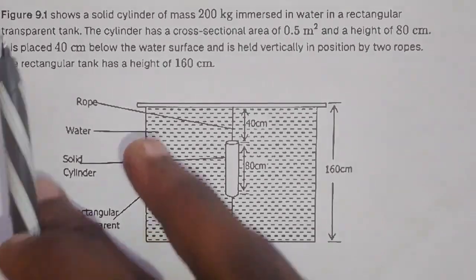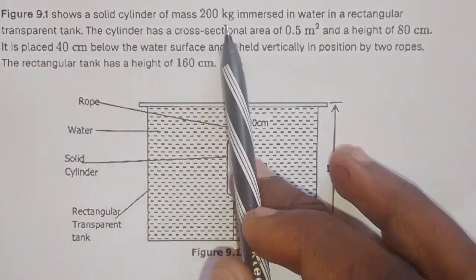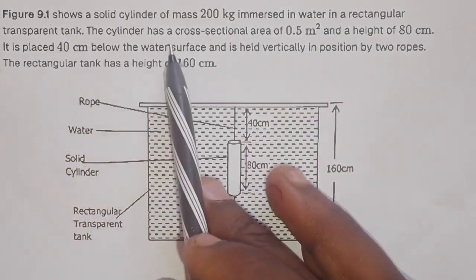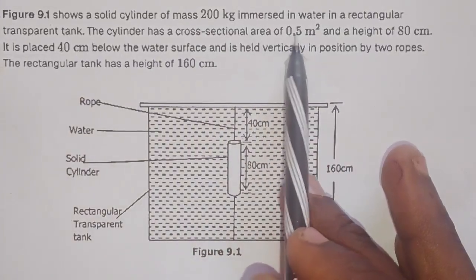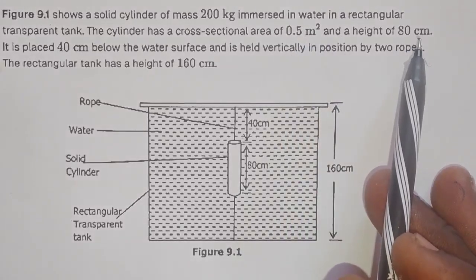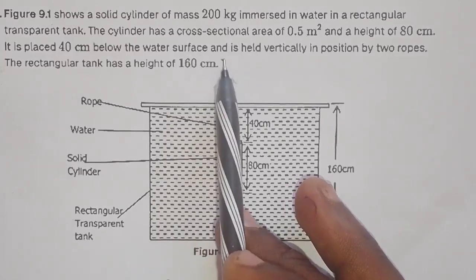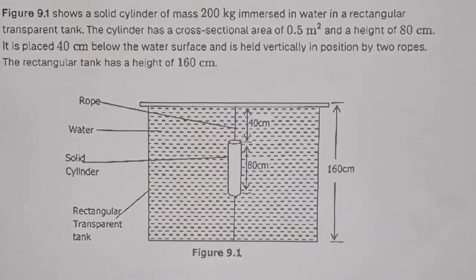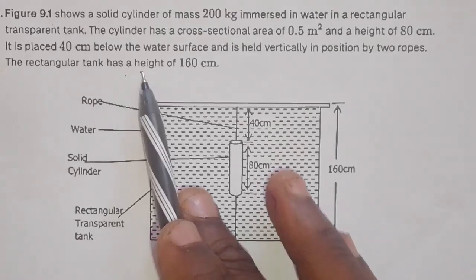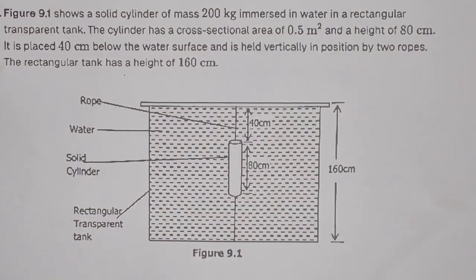Greetings. The question reads, Figure 9.1 shows a solid cylinder of mass 200 kg immersed in water in a rectangular transparent tank. The cylinder has a cross-section area of 0.5 meter squared and a height of 80 centimeters. It is placed 40 centimeters below the water surface and it is held vertically in position by two ropes. The rectangular tank has a height of 160 centimeters. So you can see this is the rectangular tank they are talking about.